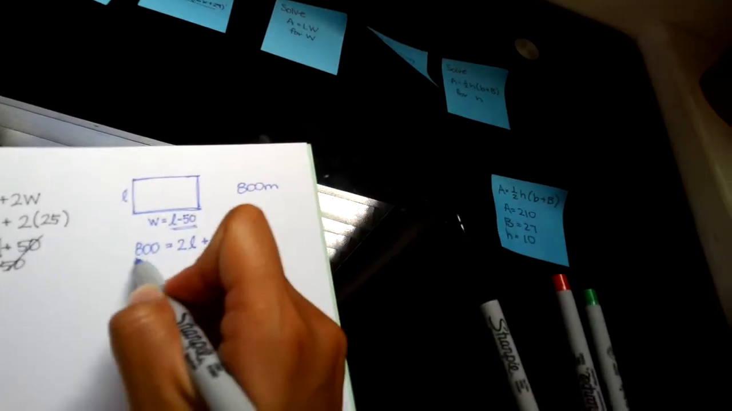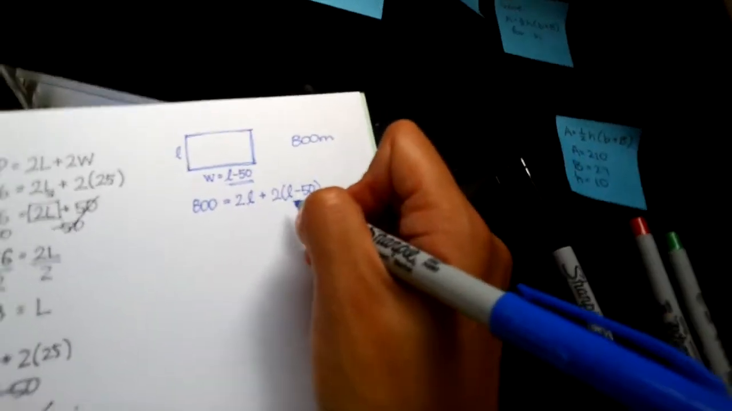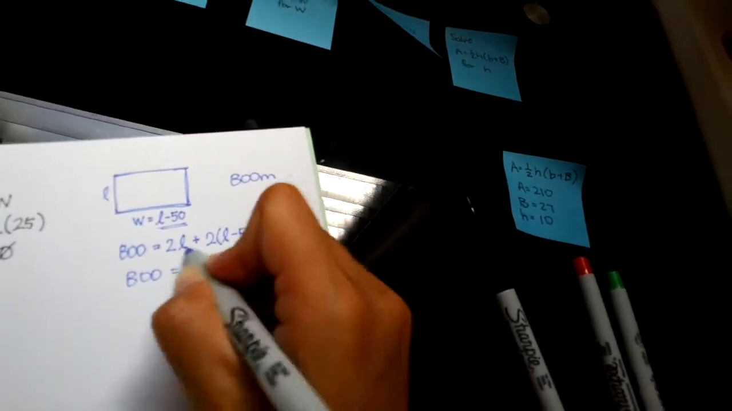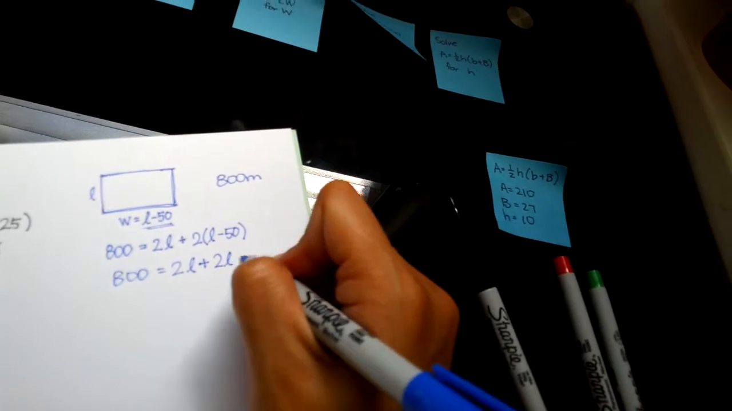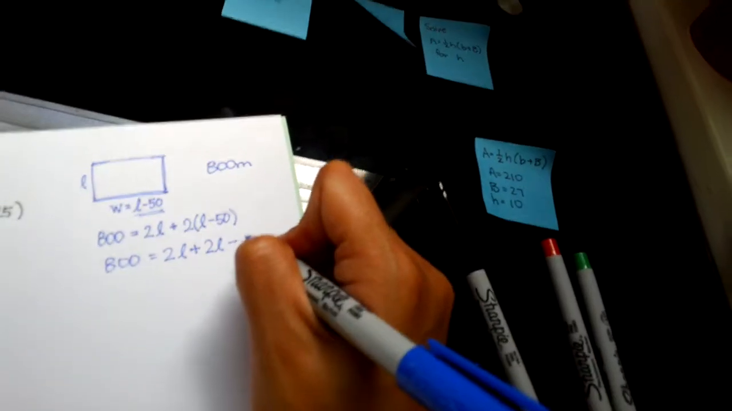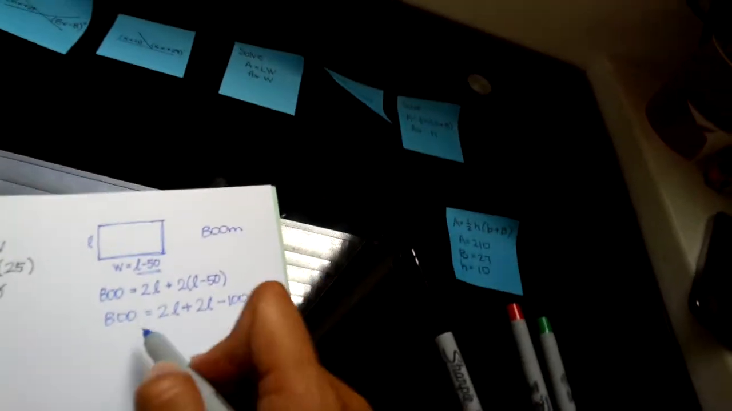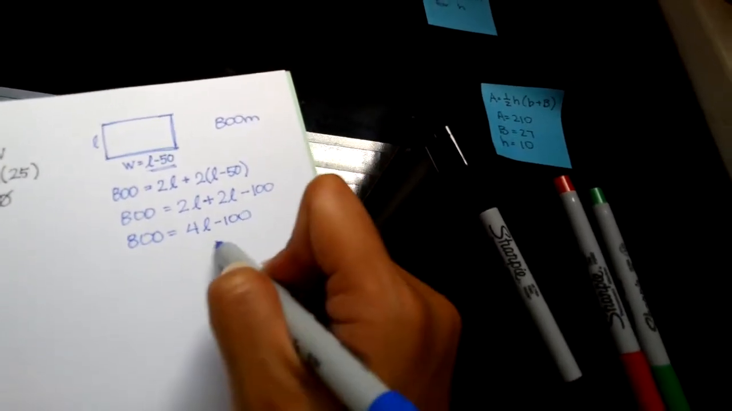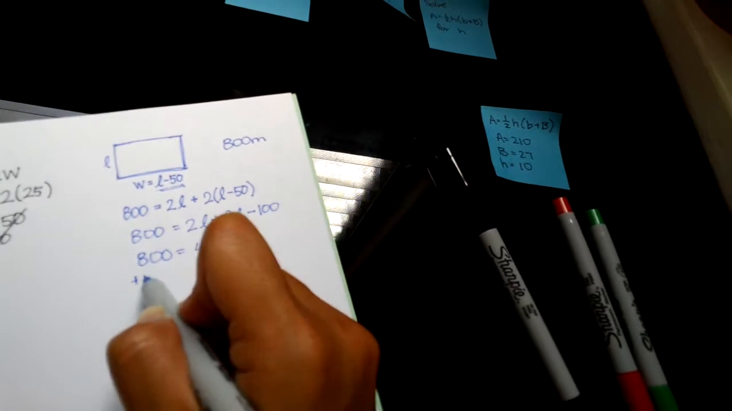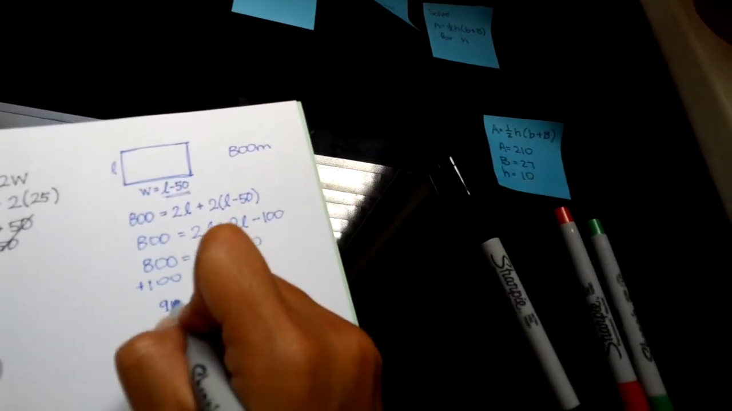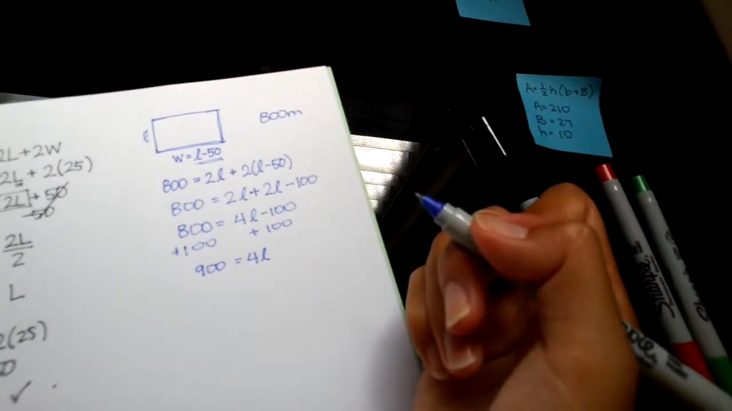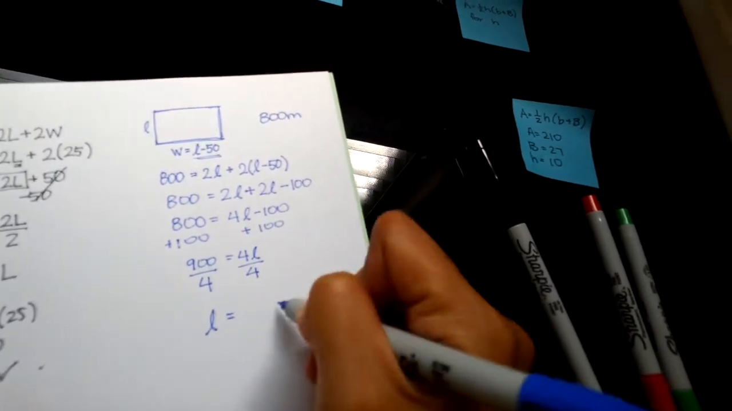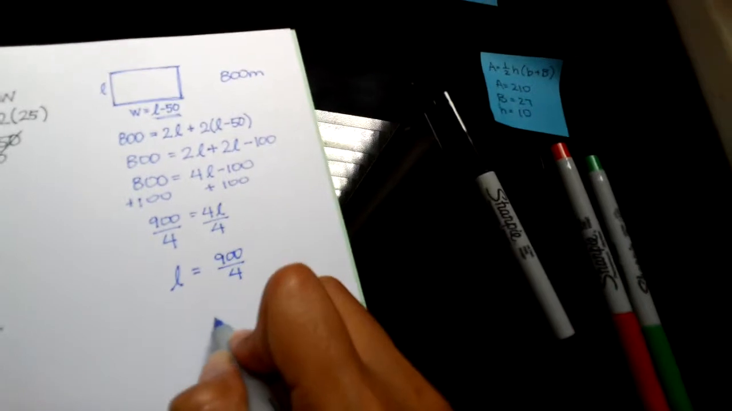Okay, and so now we have an equation with one variable and we can solve. So let's distribute first. So 800 is equal to 2L, and I'm going to distribute. So this 2 goes to the L, so 2 times L minus 50 times 2, so 100. So combining like terms, we get 800 equals 4L minus 100. So we add 100 to both sides. And so we get 900 equals 4L. And final step, if we want to solve for L, we divide by 4, divide by 4. L equals 900 divided by 4. So let's find out what that is.